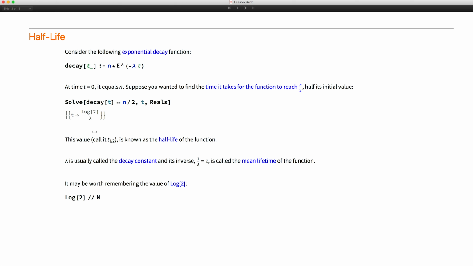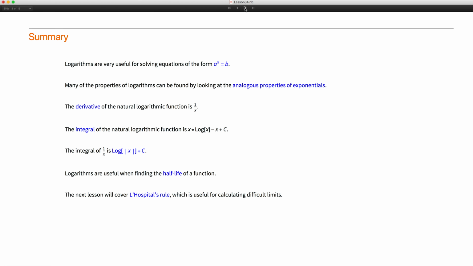Now, often when you do such calculations, you will need to know the logarithm of 2, so the numerical value is approximately 0.693, and that's well worth memorizing. So with that, we come to the end of the lesson, the main point being that logarithms are very useful in solving exponential equations of this type.